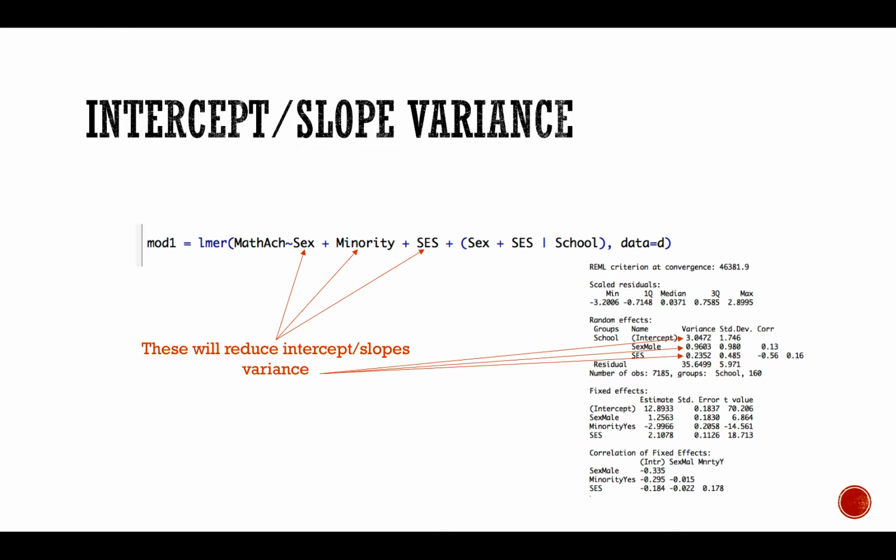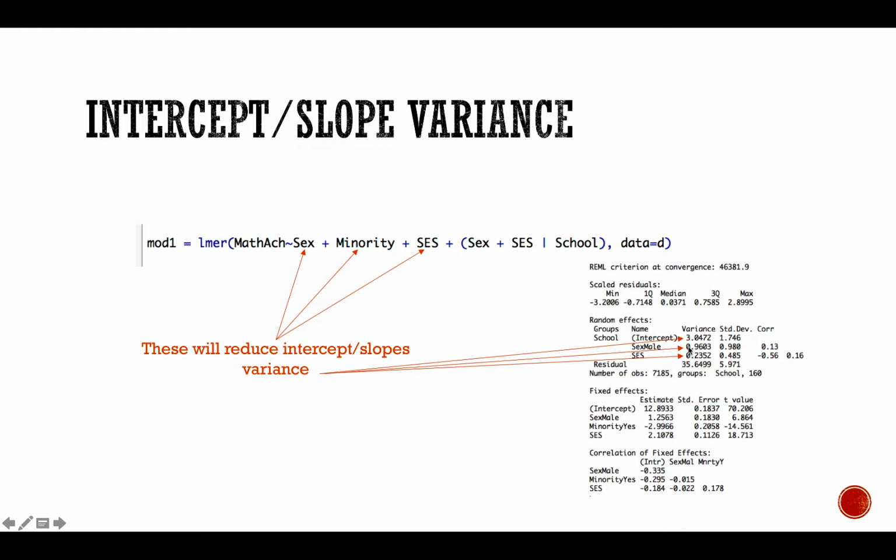Okay, and so here's another way to think about it. So in here is the R output. In this section, we have the random effects, and we have our random effects intercept right there. So that is the variability about the intercept. And so when you include these three predictors, not surprisingly, that variance is expected to go down.